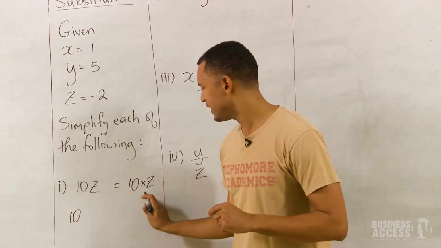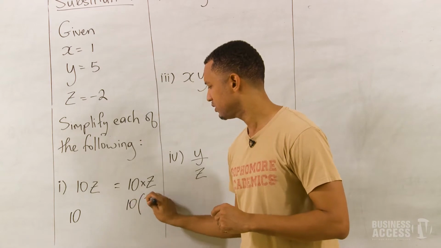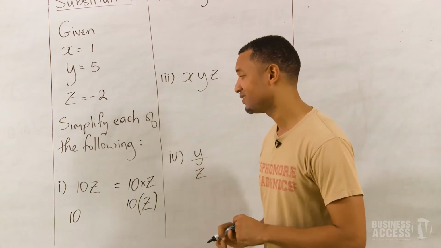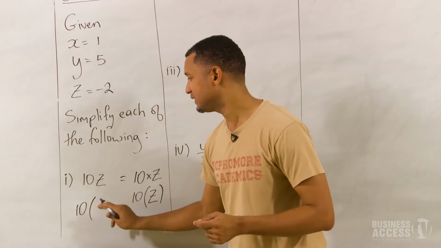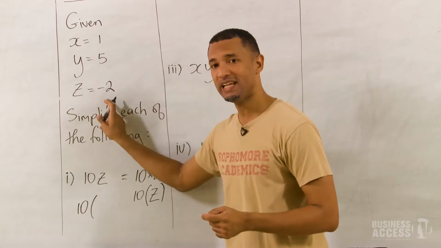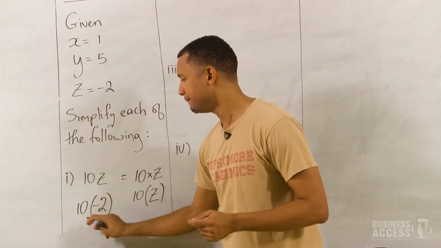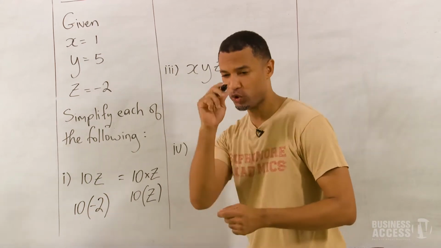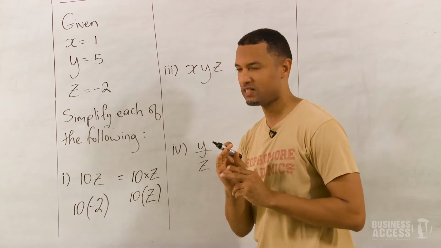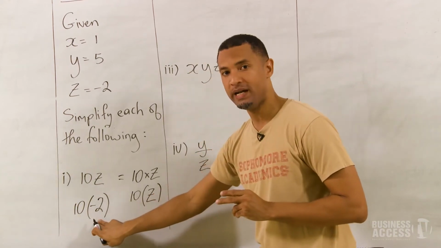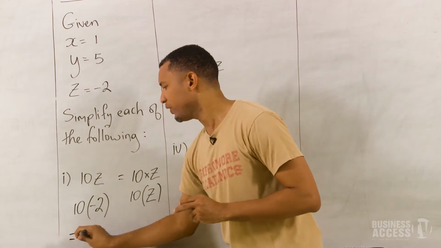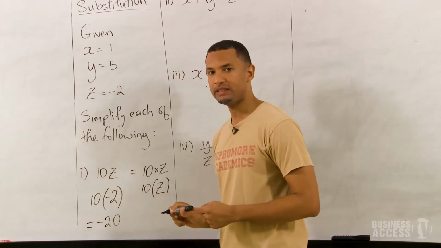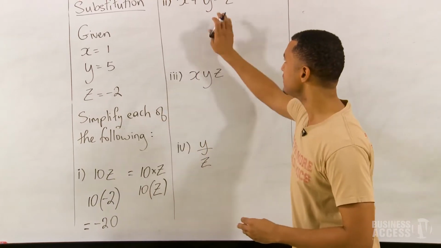Another way you can write 10 multiplied by z is by using brackets. This is saying 10 multiplied by z, but z is -2. So here we have 10 multiplied by -2. When you write it like this, it means to multiply without using the actual multiplication sign. What is 10 multiplied by -2? You can always check with your calculator, but it is -20.